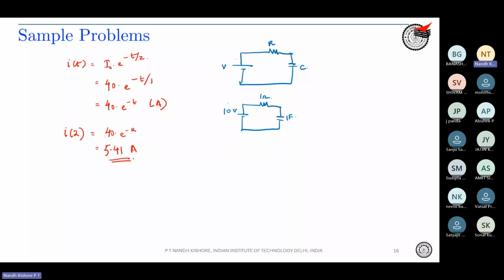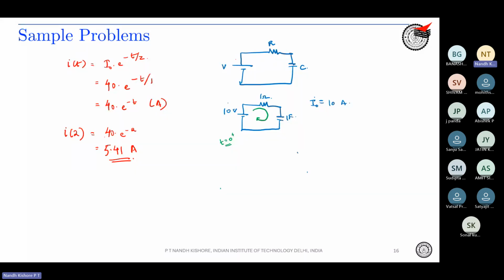Since the capacitor is uncharged, it is ready to take more and more charge. So what will be the peak current through the circuit? Correct, that will be directly 10 ampere. Now imagine at t equal to 0 plus, 10 ampere current was flowing through the circuit.